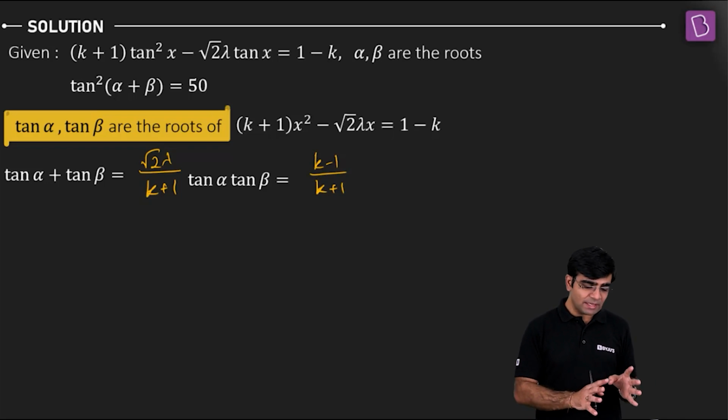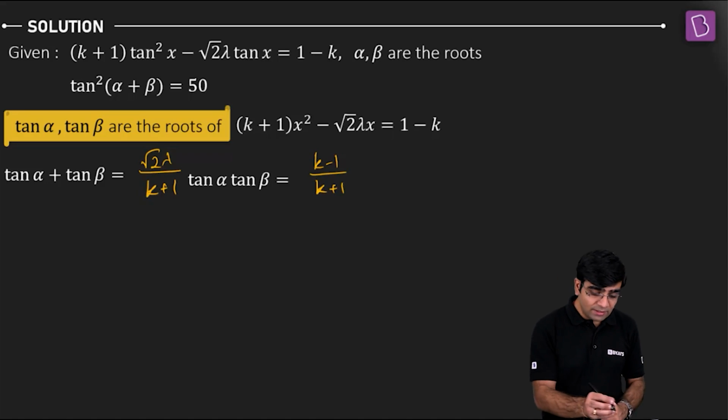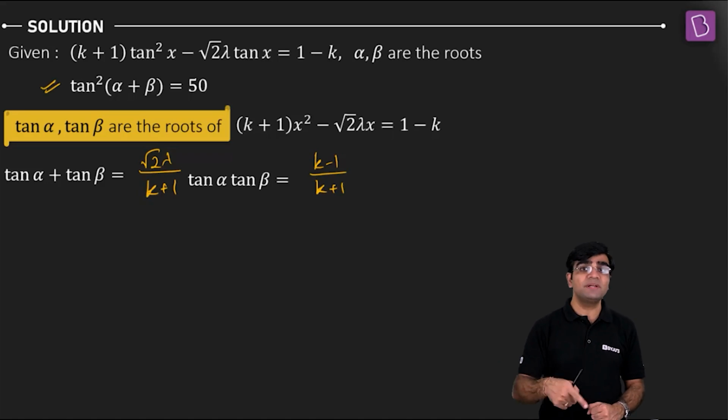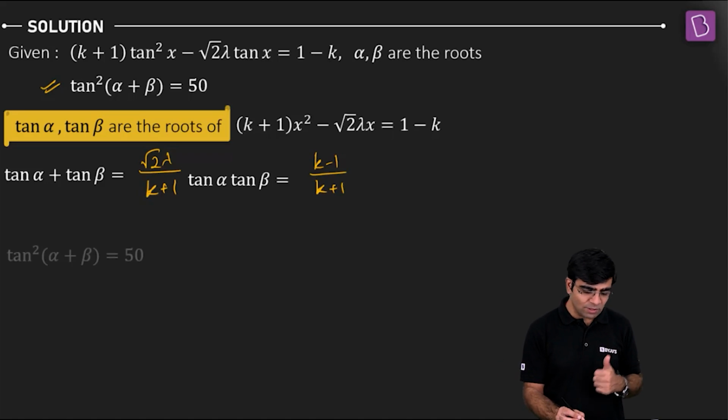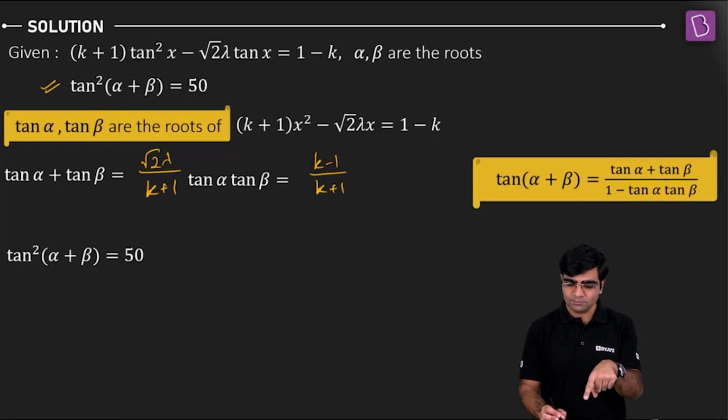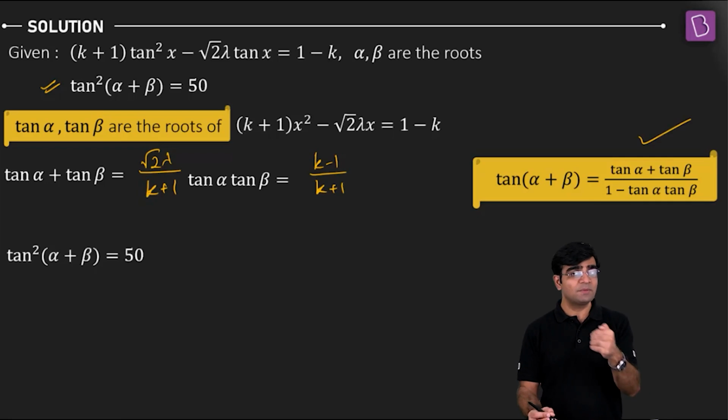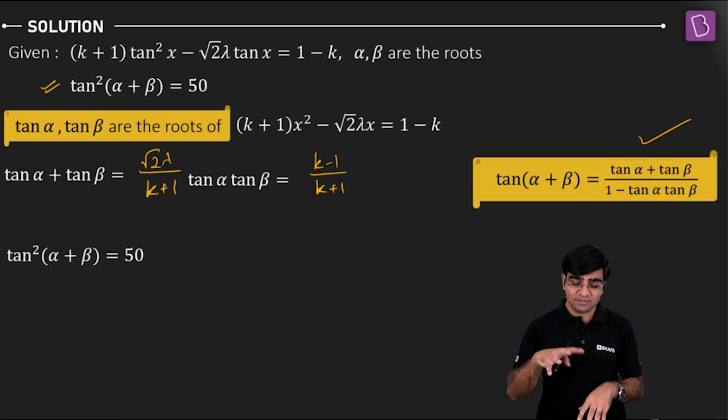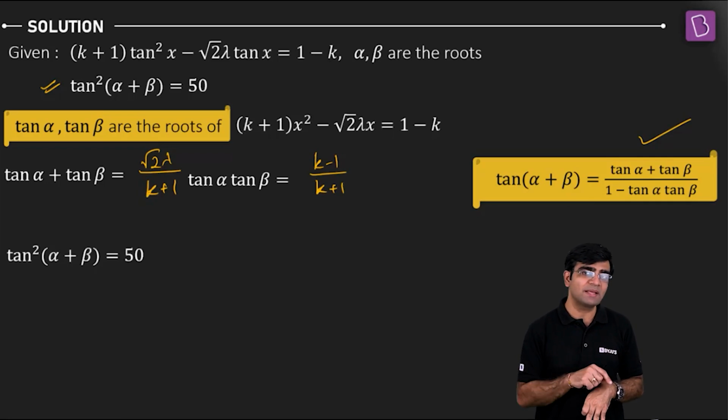So I have the value for tan alpha plus tan beta, and I have the value for tan alpha into tan beta. And the given relation is tan square (alpha plus beta) equal to 50. So let's quickly apply the formula for tan of alpha plus beta. What was the formula for tan alpha plus beta? Can you see this? Tan alpha plus tan beta upon 1 minus tan alpha tan beta. See, the sum of roots and the product of roots will actually be utilized here.